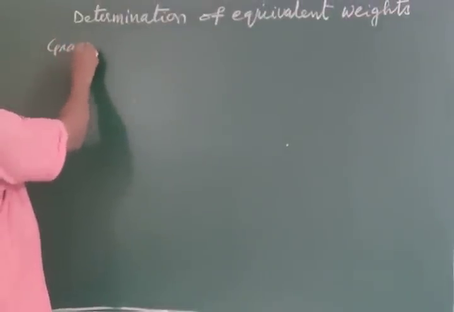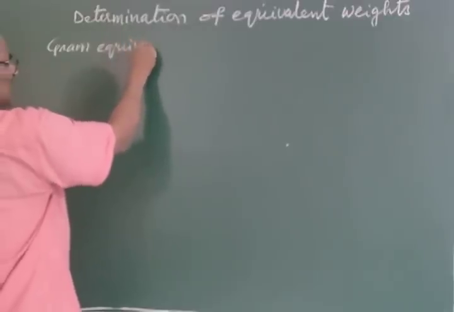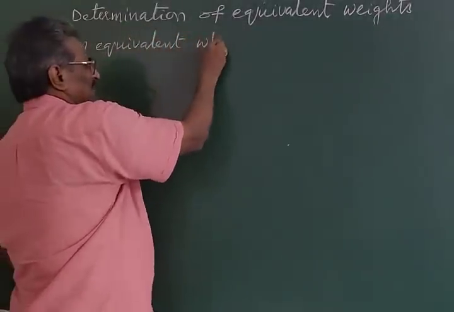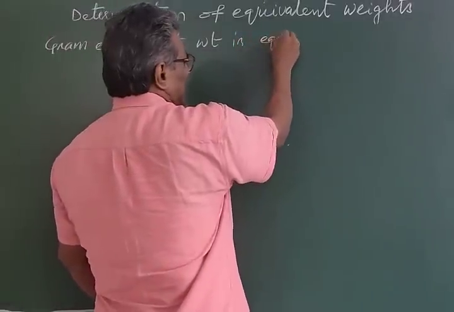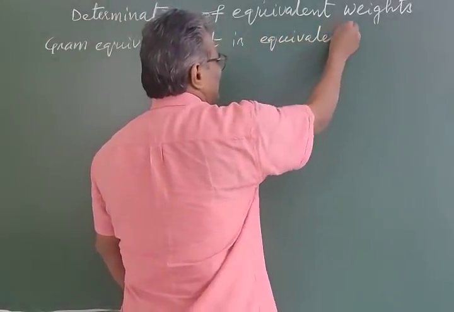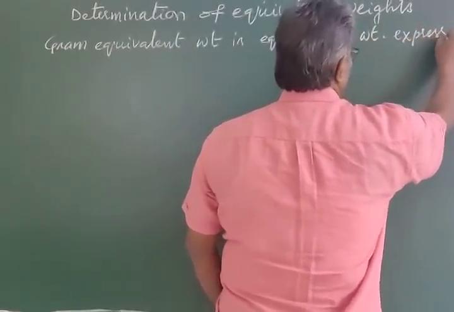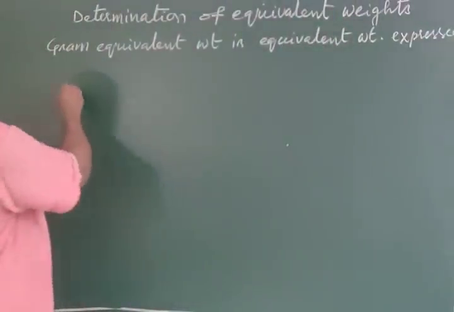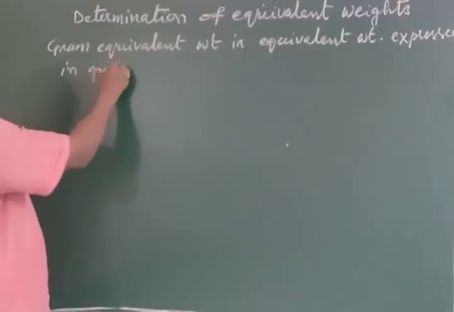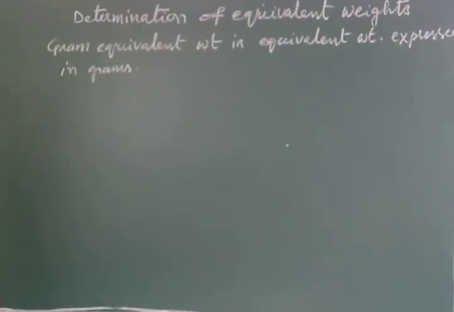Gram equivalent weight is the equivalent weight expressed in grams. This is just like a gram molecular weight. The molecular weight expressed in grams is called gram molecular weight. The molecular weight of carbon dioxide is 44. The gram molecular weight of carbon dioxide is 44 grams.